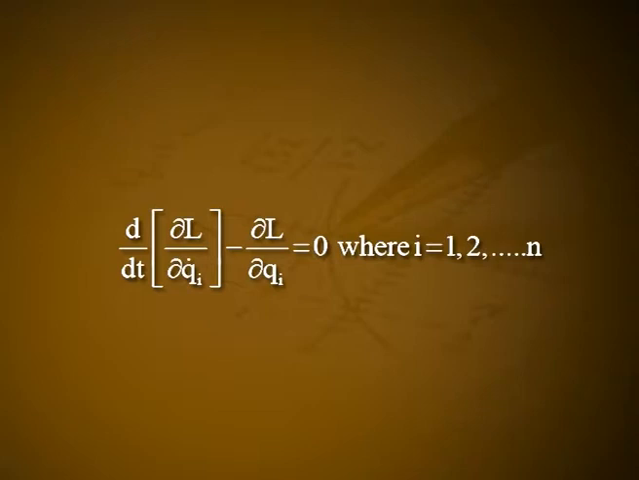The Euler-Lagrange equation corresponding to the integral I is obtained by changing f to L, y's to q's and x to t. d/dt of ∂L/∂qi dot minus ∂L/∂qi is equal to 0, where i is equal to 1, 2, 3, etc. up to n. This is the Lagrange equations of motion which we have derived from Hamilton's principle.